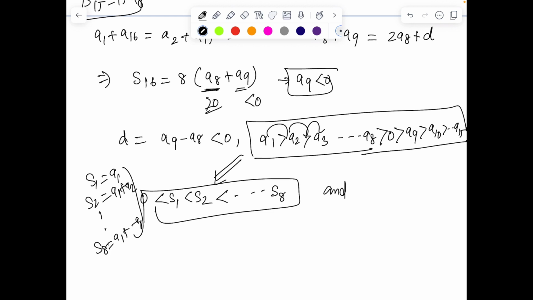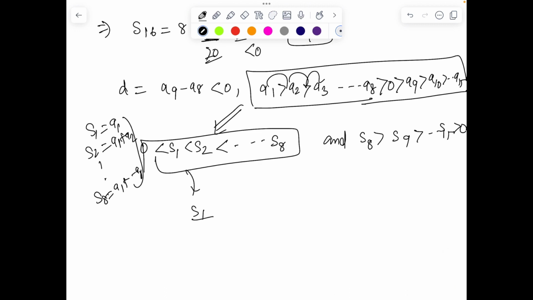Now what about S9? Since the common difference is less than 0, after S8 it will decrease. So if I take S9 till S15, that summation will get 0.